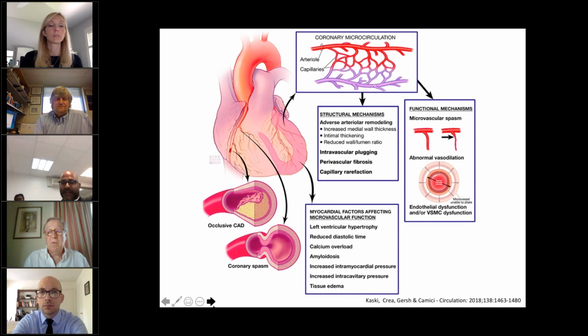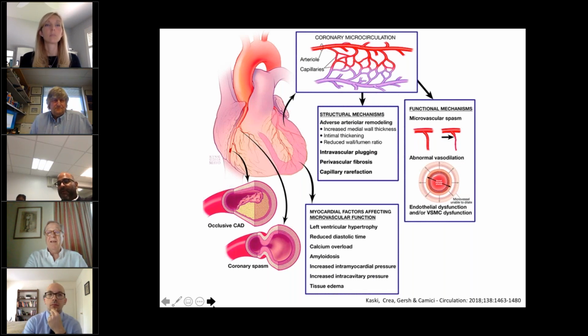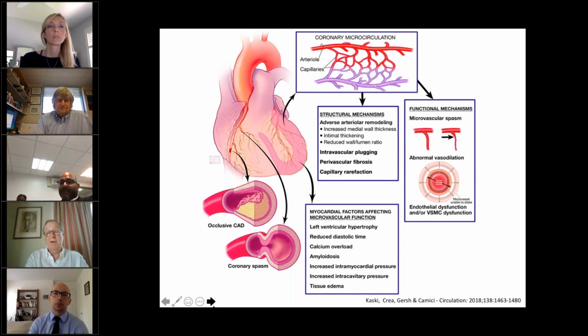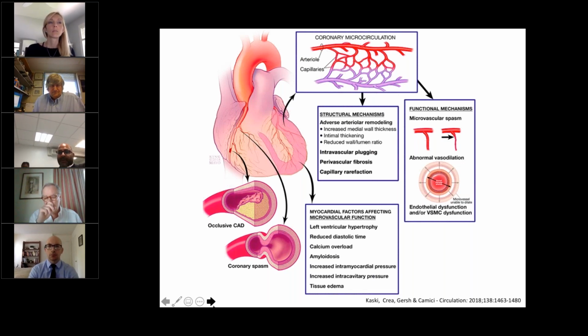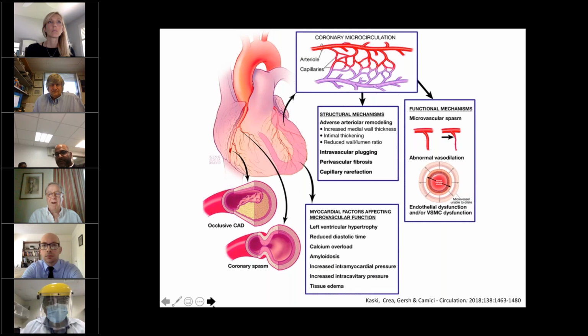The second cause, which is the one in the right box of the slide, is functional mechanisms. These are mechanisms that reduce the ability of the microcirculation to dilate, or mechanisms that lead to spasm of the small arterioles. And again, in this case, like for epicardial spasm, ischemia will not be brought about by exercise, but it will occur without any apparent cause.